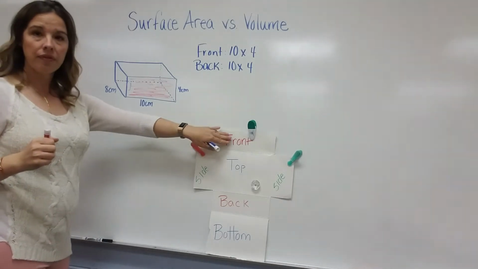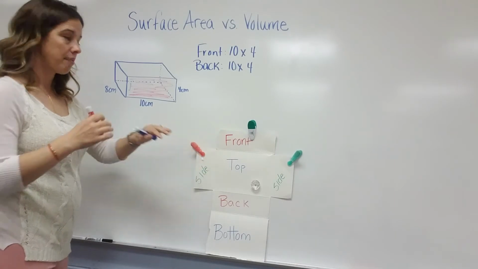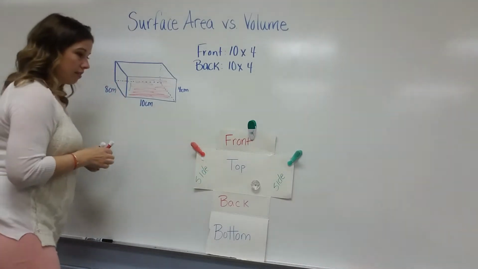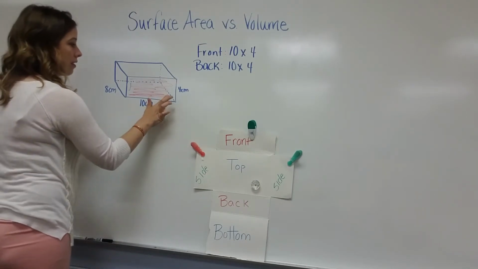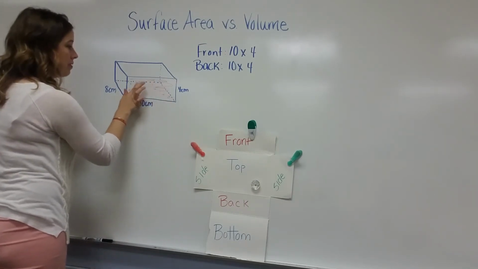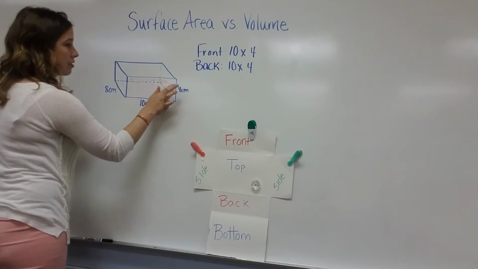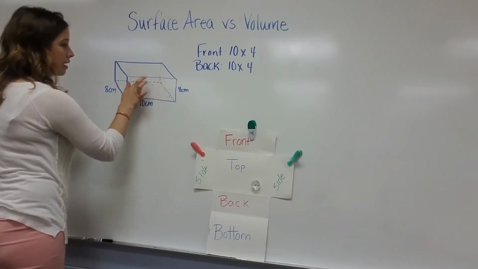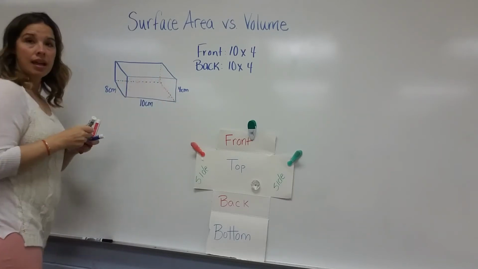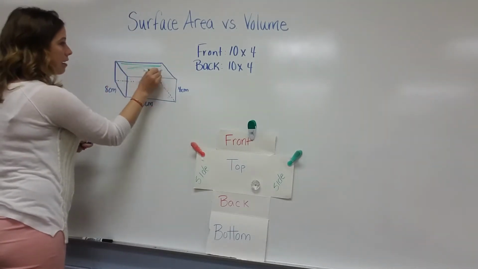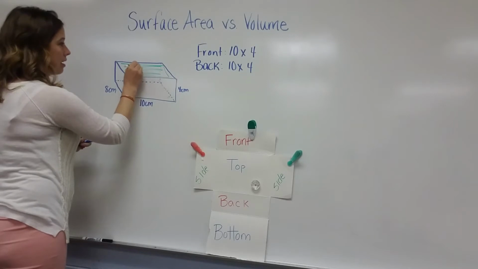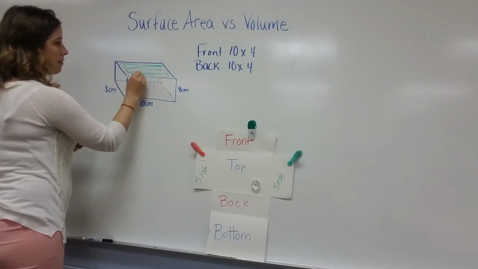So we unfolded our front, now let's go to our top, okay? So I'm gonna try to use a different color here, or I can just erase this. That's the beauty of dry erase markers. I can just erase them, okay? So now I'm going to look at my top, which is right here. Here's my top, okay?